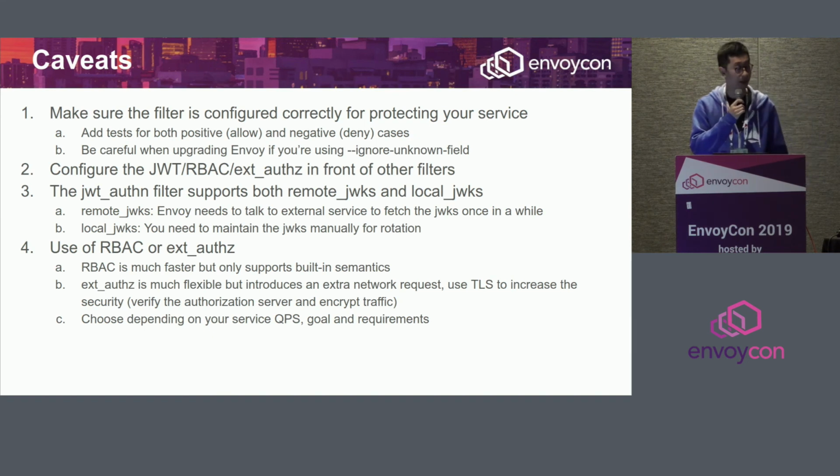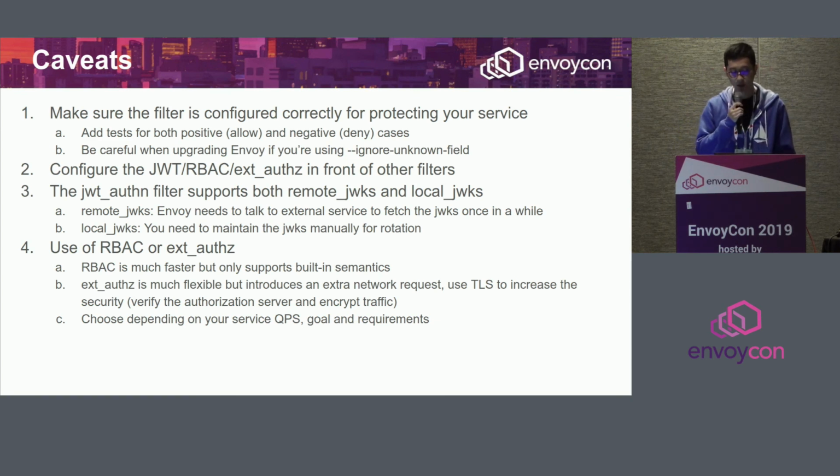Second, be careful when upgrading Envoy if you are using the ignore unknown field option, especially if there is any renaming in the API and you are writing the Envoy config manually, it could be ignored silently. Third, generally you should configure the JWT, RBAC, and the external authorization filters in front of other filters because they do authentication and authorization. If you put them after the TCP proxy, it means nothing, right?